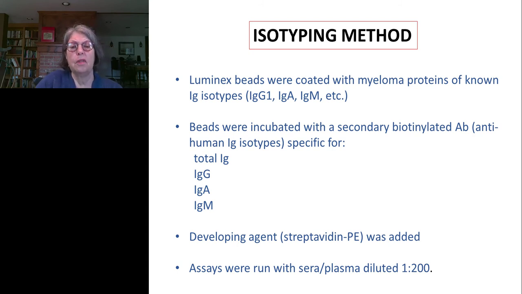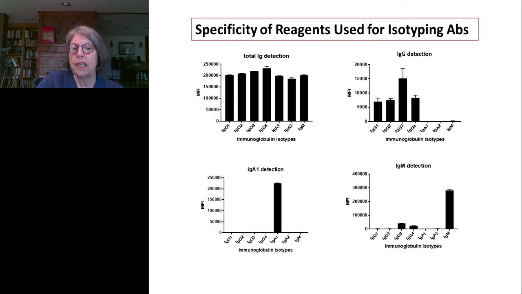And in this slide, you can see just some of the reagents that we tested and that we decided to go forward with. I'm not going to show you the secondary antibodies that didn't work because we don't use them. There is an antibody that we use that measures total Ig, total immunoglobulin, and that secondary antibody reacts with beads coated with IgG1, myeloma proteins, or IgG2A, IgG3, IgG4, IgA1, IgA2, and IgM. That's in the upper left-hand corner.